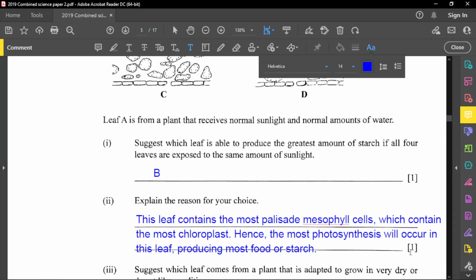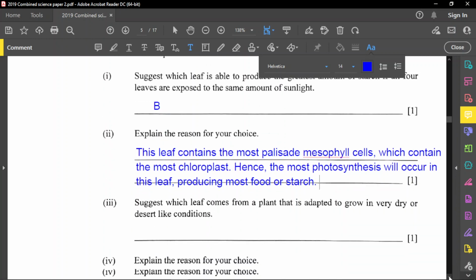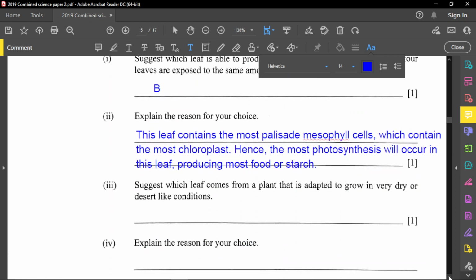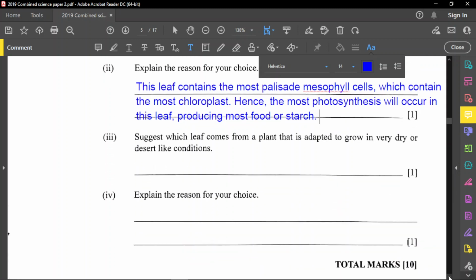So yes, leaf B is your answer because of a thicker palisade mesophyll layer, which means you have more layers, which contain more palisade mesophyll cells, which contain the most chloroplast, and hence you have the most food being produced.